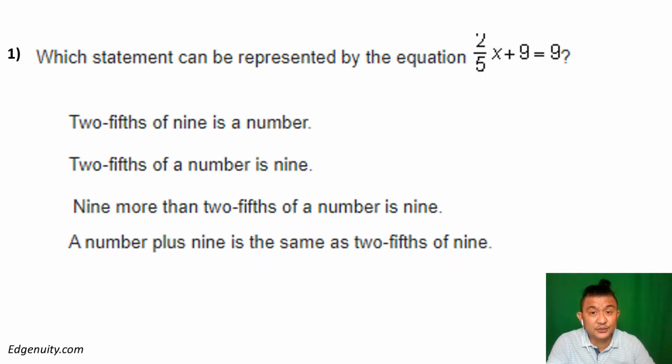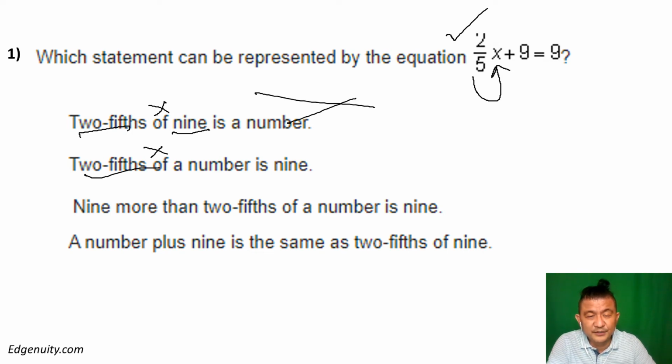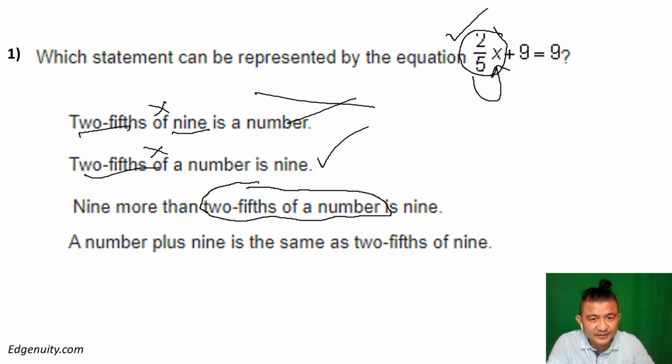Now let's try the next problem. So let's see 2/5. 2/5 of 9 was 2/5 multiplied to 9 because of means times. Okay, not you. 2/5 of a number. This looks okay. 2/5 of a number. I see 2/5 of a number. That's fine. Okay. This has 2/5 of 9. No, it's not multiplied by 9. So it's either the second or the third.